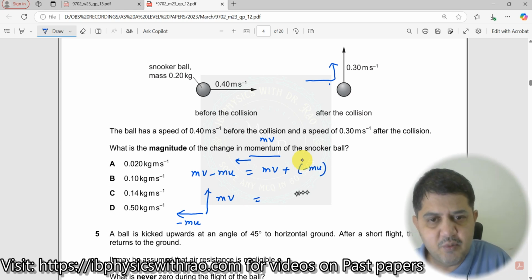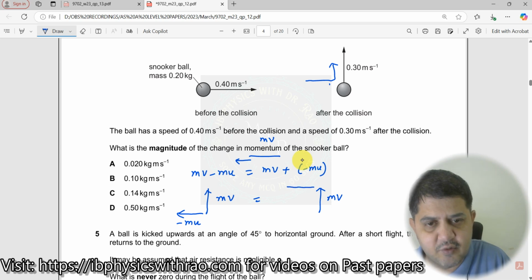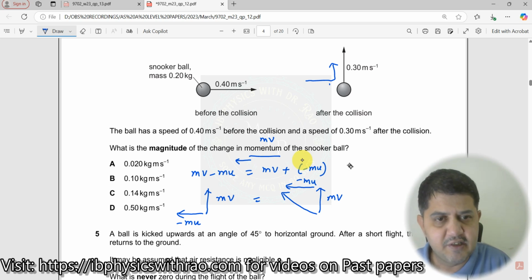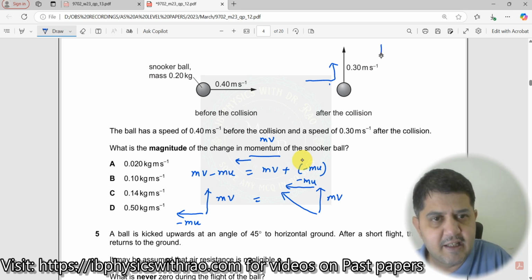So what should I do now? I will write mv like this, and minus mu is like this, so I will write it like this over here. When I write like this, what is your resultant? The resultant looks like this over here. So I want to find the resultant and then remove the negative sign. That's what I need. So towards it, I'll find out the resultant. I'll do the calculation here.